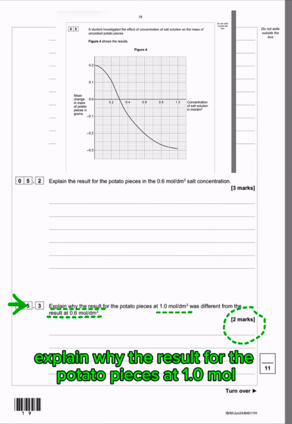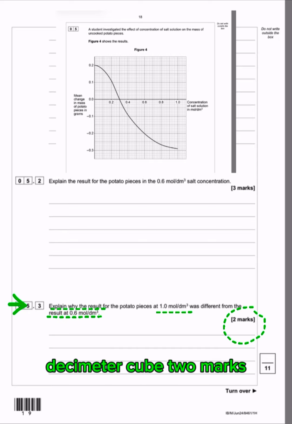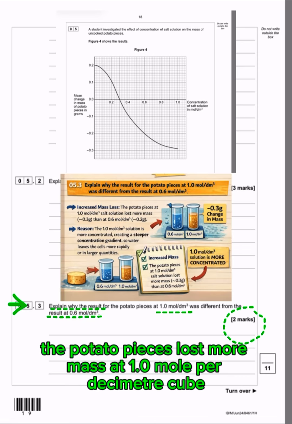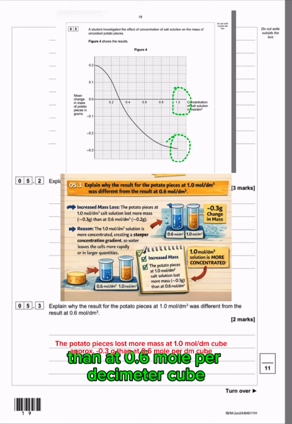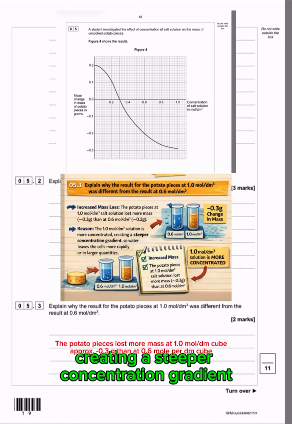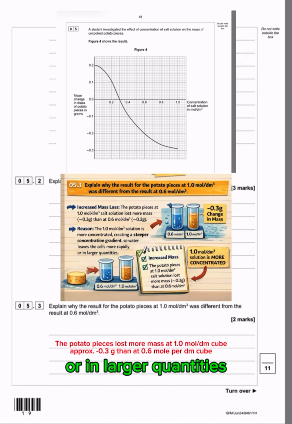5.3 Explain why the result for the potato pieces at 1.0 mol/dm³ was different from the result at 0.6 mol/dm³. 2 marks. Increased mass loss: the potato pieces lost more mass at 1.0 mol/dm³, approximately -0.3 g, than at 0.6 mol/dm³. Reason: the 1.0 mol/dm³ solution is more concentrated, creating a steeper concentration gradient, so water leaves the cells more rapidly or in larger quantities.